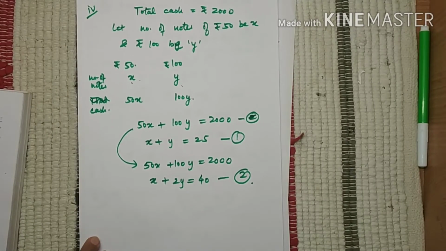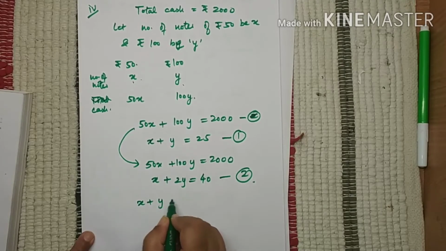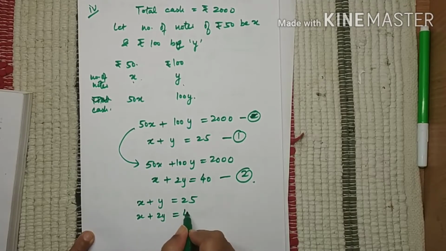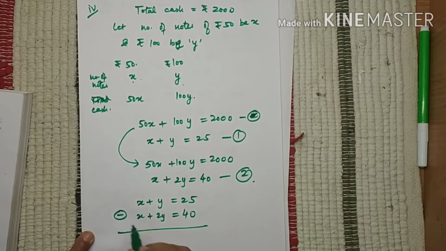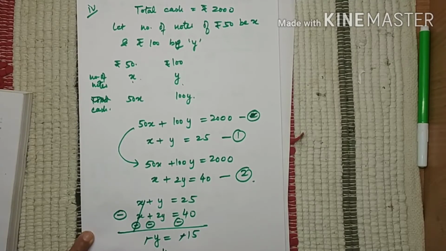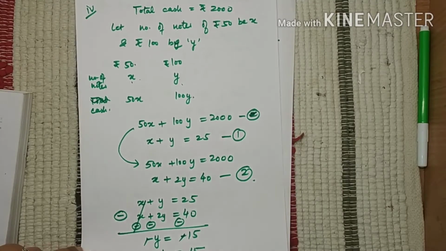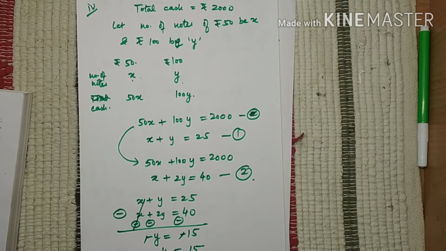Now in both the equations the coefficient of x is the same. So we can directly add or subtract the two equations depending on the signs. Both signs are the same, so I'll have to subtract the equations. Signs changed, x cancels. Minus y is equal to minus 15. Minus minus goes away. y is 15.